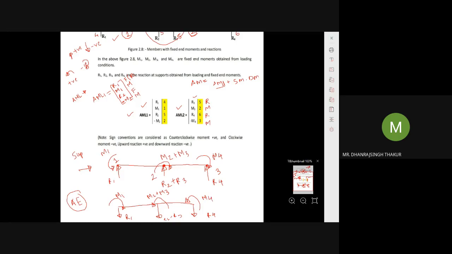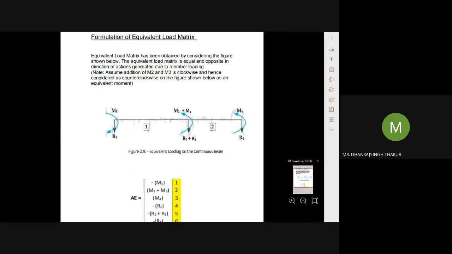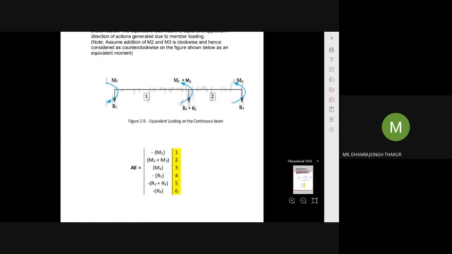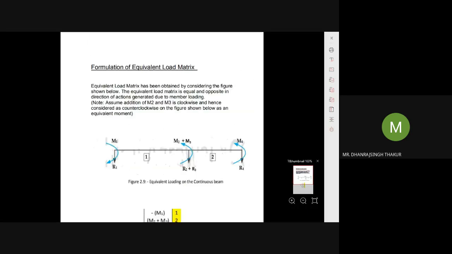And from this you will get the AE matrix. How to assemble it, that we will see. So here you can see, all the reactions I have shown in the downward direction, and as this is an anti-clockwise moment, I have shown it in the clockwise. Here it was clockwise, so I made it anti-clockwise, and here it was clockwise, I made it anti-clockwise. All you have to show in the opposite direction.